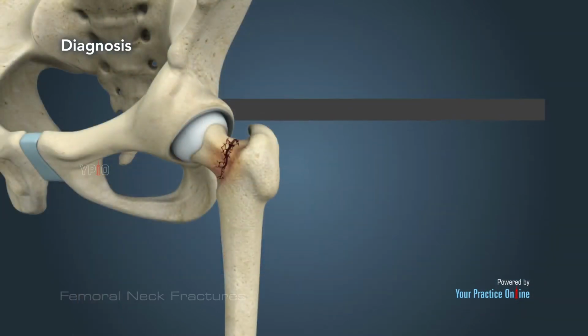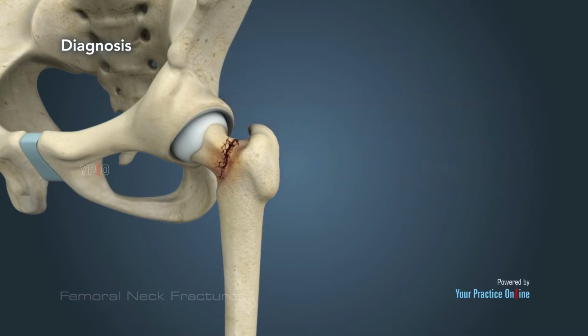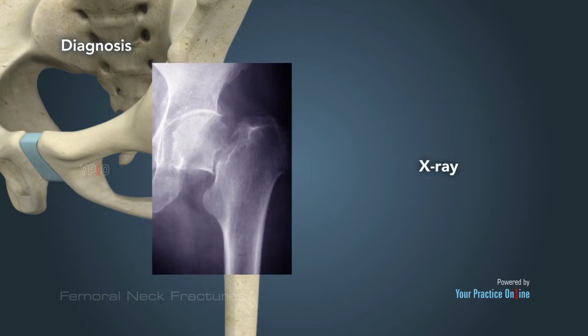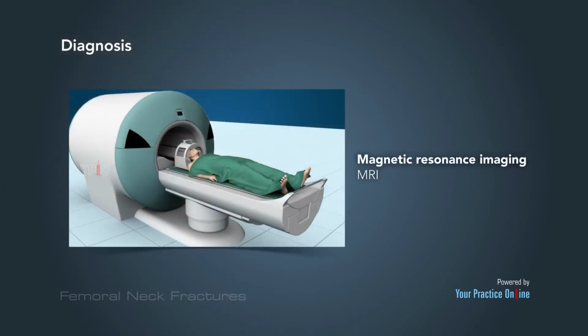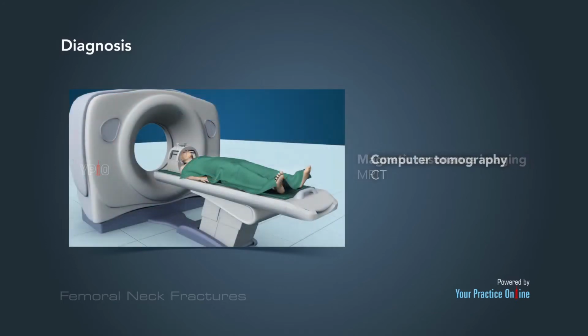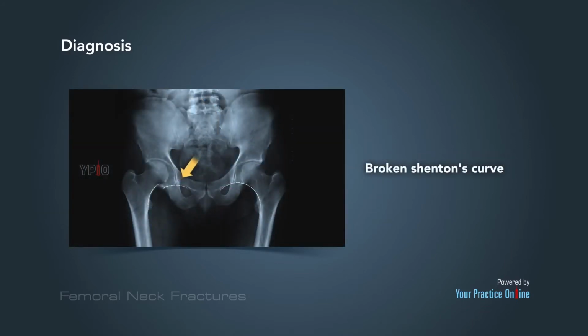Diagnosis. Femoral neck fractures are diagnosed based on physical examination, your symptoms, and circumstances of the accident. Your doctor will order an X-ray to diagnose a femoral neck fracture. Your doctor may also perform other imaging tests such as magnetic resonance imaging, MRI, and computed tomography, CT scan, to obtain further information. A radiographic image of a broken Shenton's curve, which shows the relationship of the femoral head to the acetabulum, indicates a femoral neck fracture.